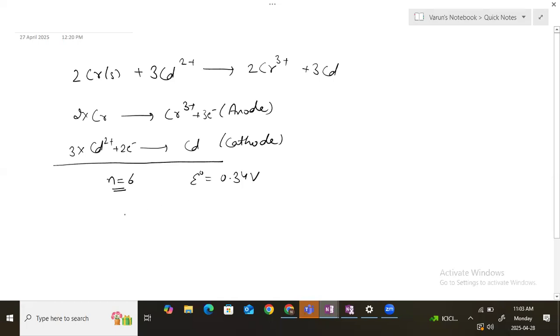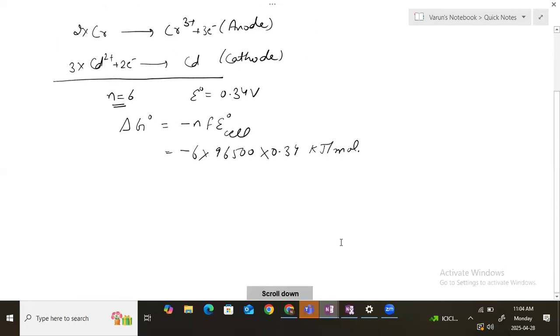Now the first part is we have to calculate delta G naught. What is the formula for delta G? It is minus nFE naught. n is 6, F is your Faraday constant, that is 96500, and E naught you have been given. This is the thing that you have to do for delta G.